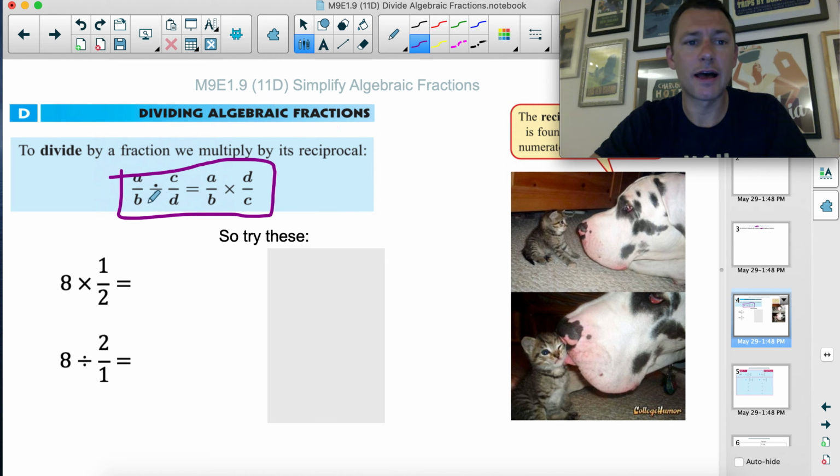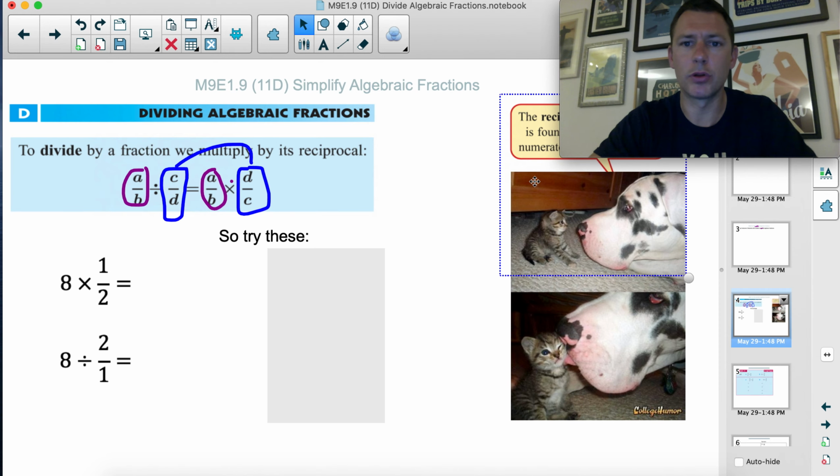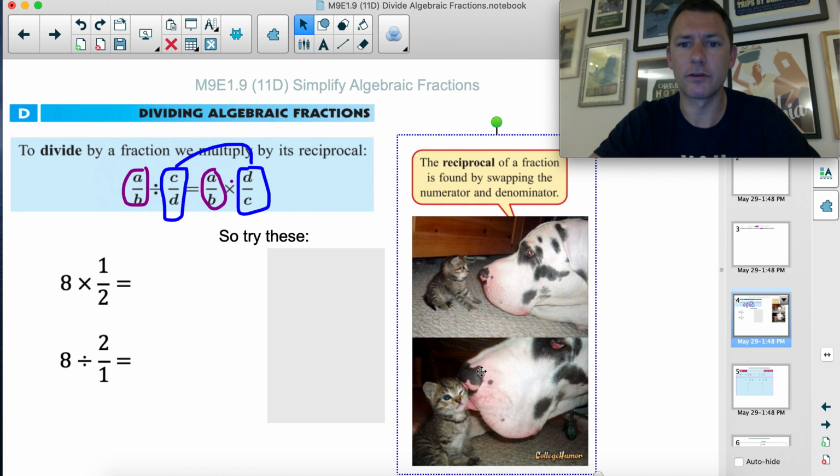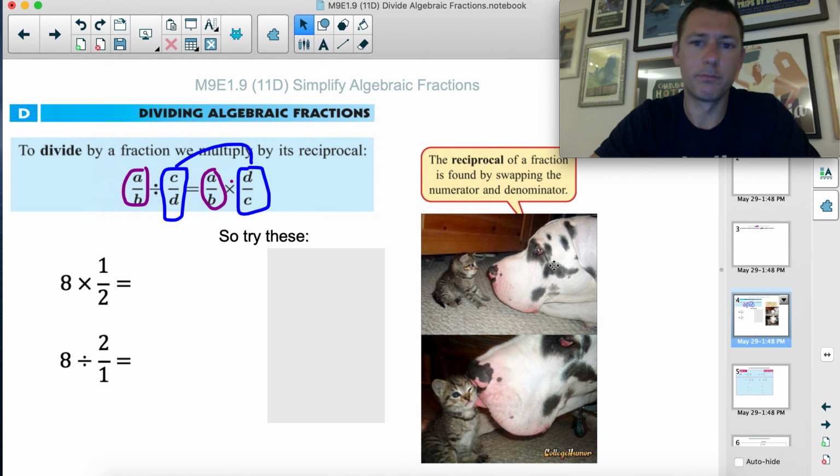And when you divide, the concept is that you keep this original fraction, and instead of dividing, you multiply by the second fraction flipped over. So instead of C over D, we flip it over to D over C, but A over B stays the same. That's called the reciprocal. The reciprocal is the same fraction flipped over, right? So flip it over.